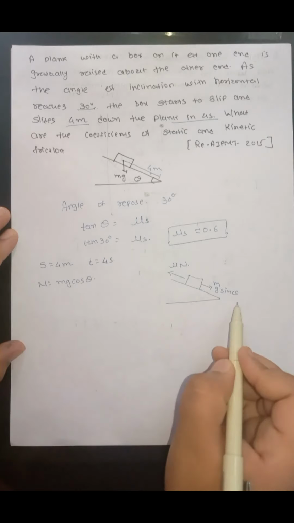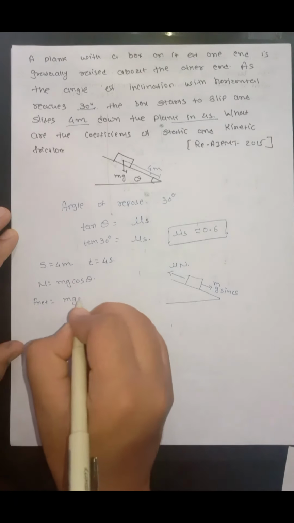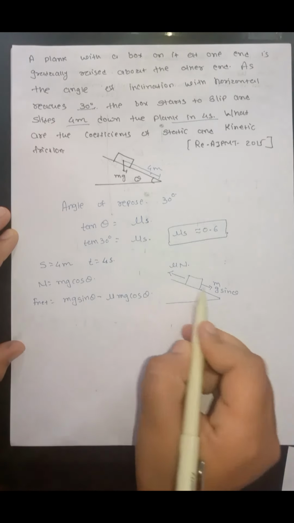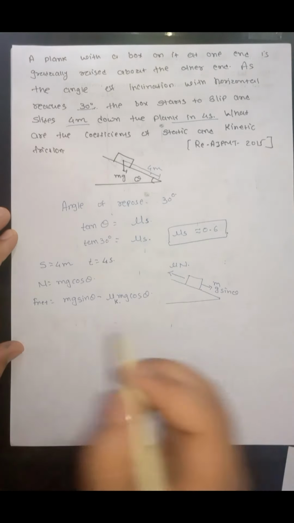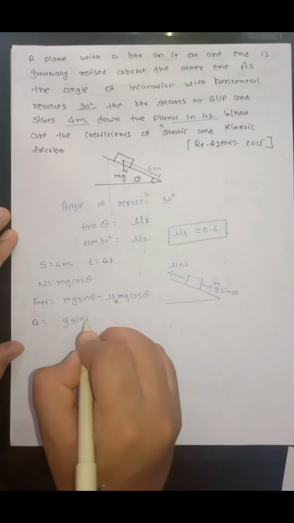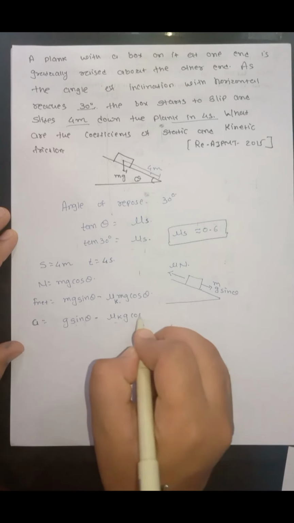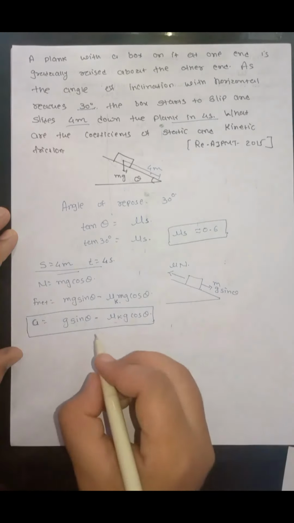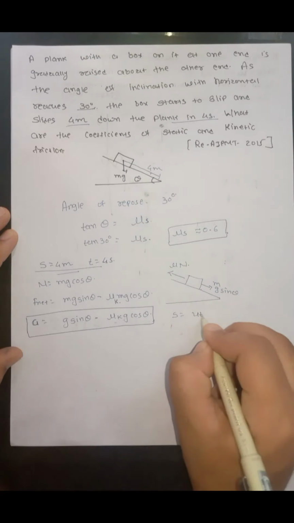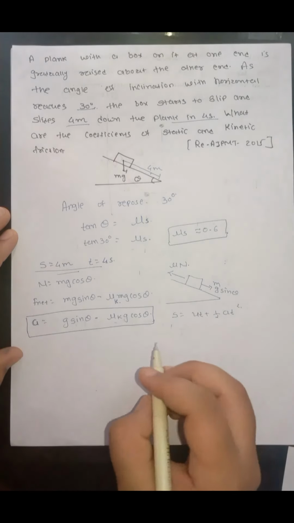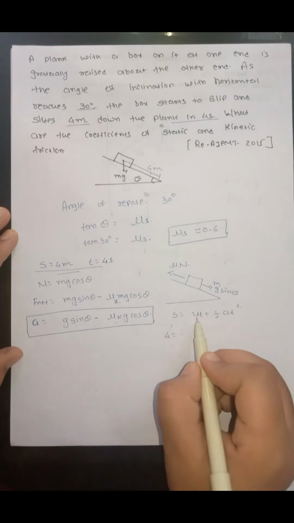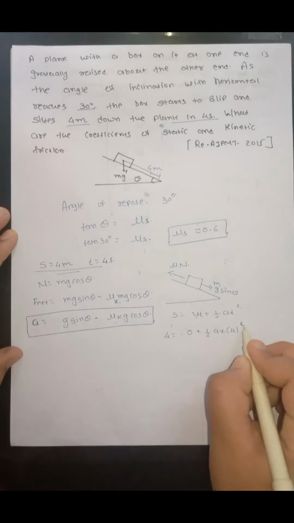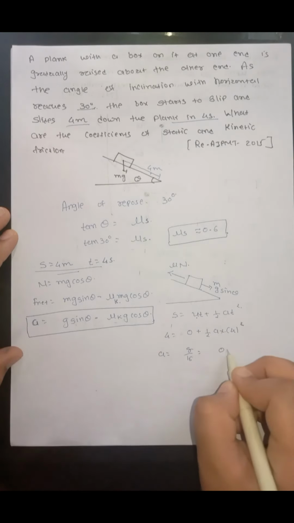So the net force in the downward direction will be mg sin theta minus the frictional force, that will be mu mg cos theta. As this block is moving, this will be the coefficient of kinetic friction. So the net acceleration will be g sin theta minus mu k g cos theta. Now, from this data, we can find the acceleration using s is equal to ut plus half a t square. So displacement is 4, initially it was at rest so u is 0, plus half into acceleration, and time is 4 square. So acceleration will be 8 by 16, that will be equal to 0.5.